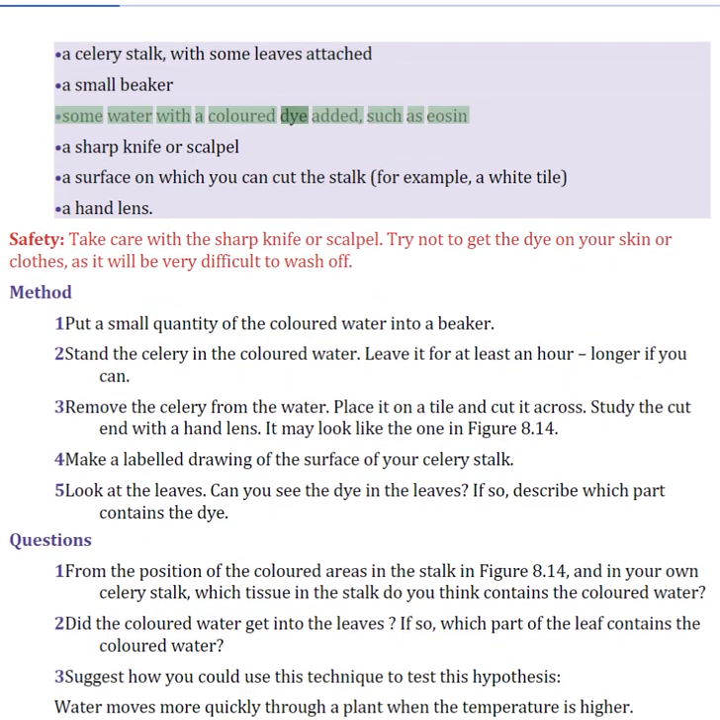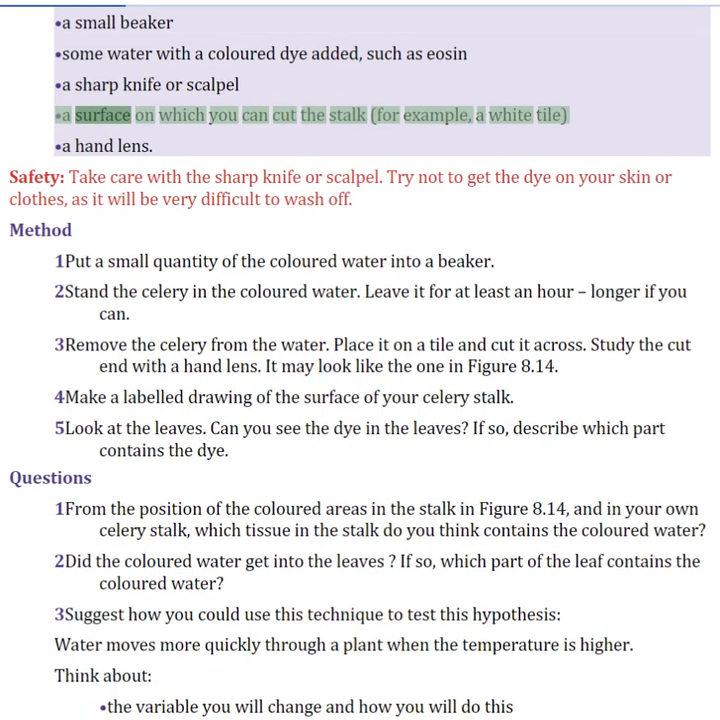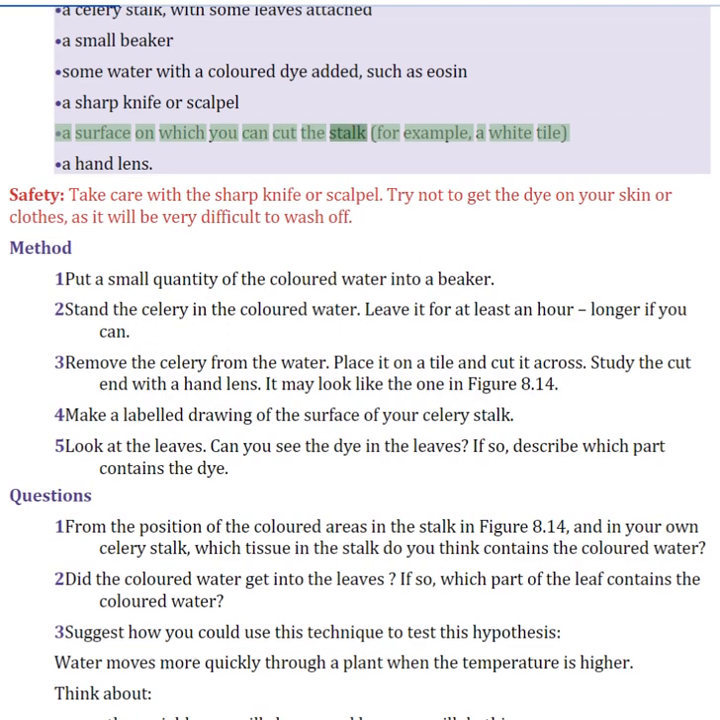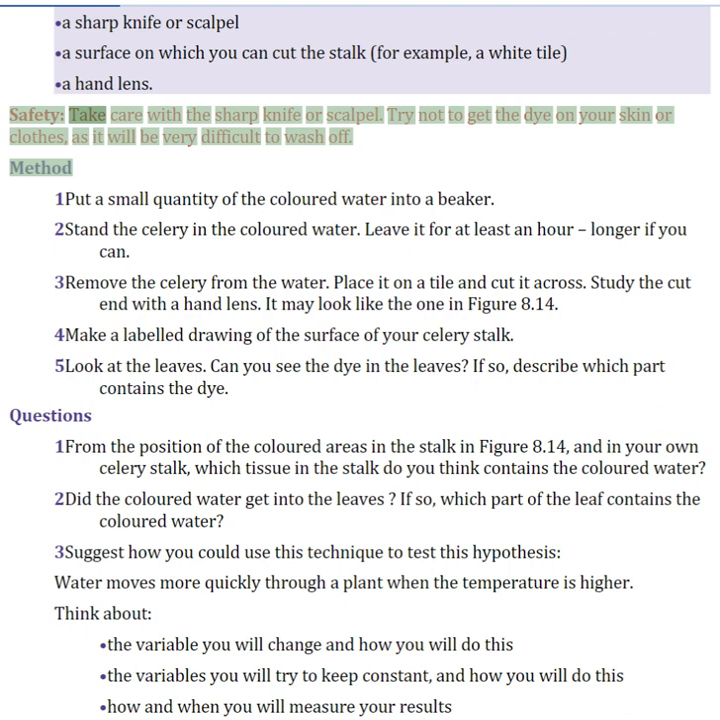Some water with a colored dye added, such as eosin. A sharp knife or scalpel. A surface on which you can cut the stalk. A hand lens. Safety: take care with the sharp knife or scalpel. Try not to get the dye on your skin or clothes, as it will be very difficult to wash off.